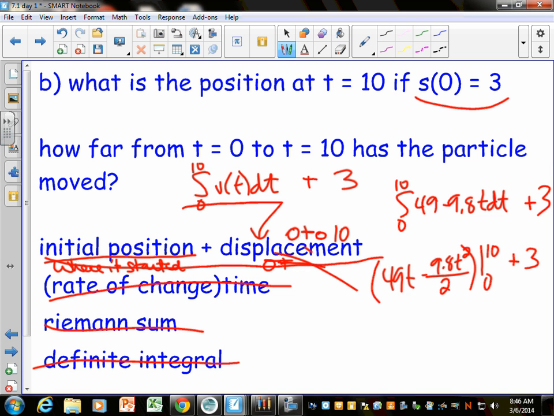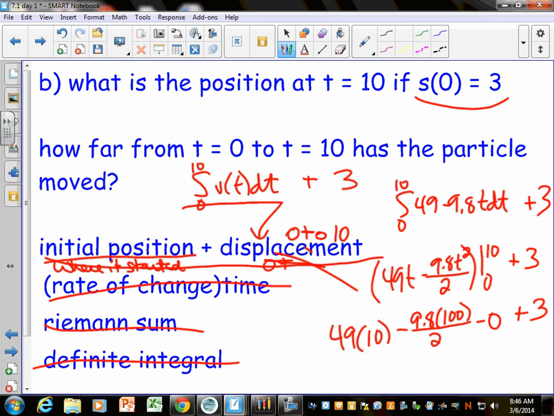How great is it that it's from 0 to 10? It's my favorite, because you plug 0 in there and it's all 0. So you get 49 times 10 minus 9.8 times 10 squared, which is 100, all divided by 2, minus 0. And then add 3 to that. What do you get as your answer? No one's doing it. I did it. Guess what happens? The integral ends up being 0.